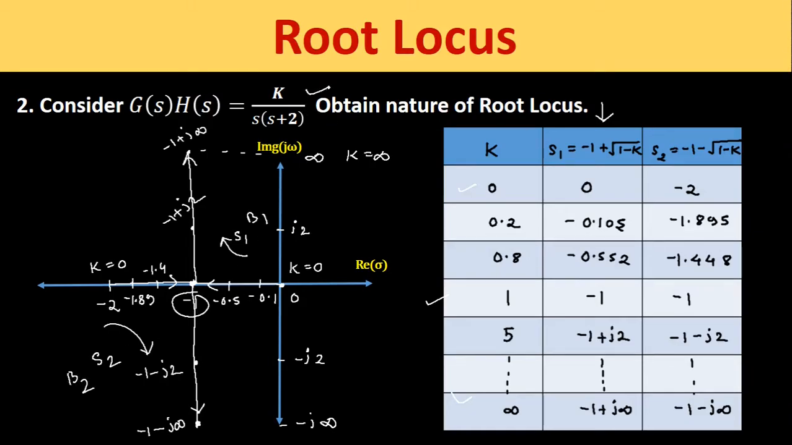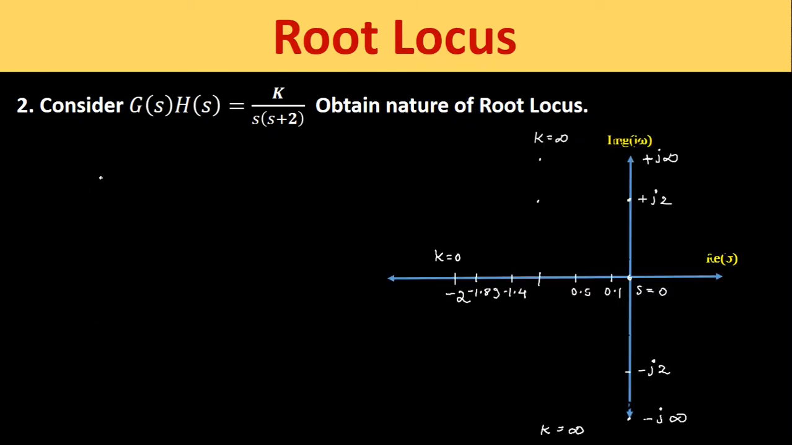If we see this equation of g of s into h of s, we have two open loop poles, that is at s is equal to 0 and at s is equal to minus 4. That means we have two open loop poles, and here we are getting two branches. That means the number of branches is equal to the number of open loop poles.